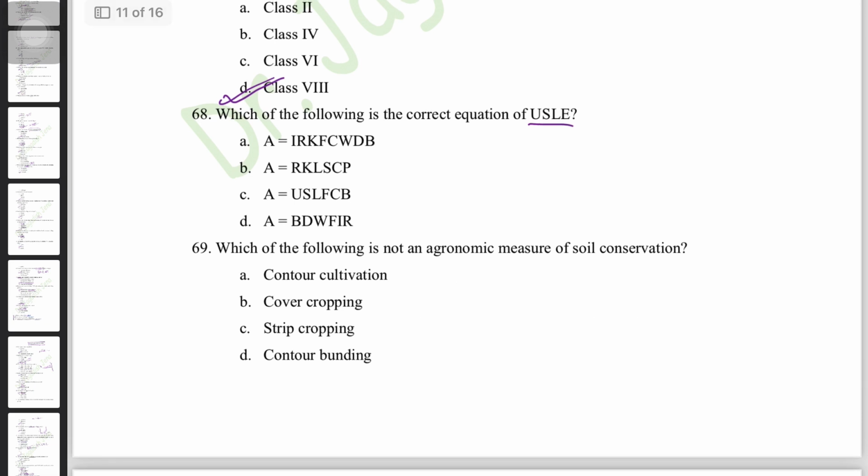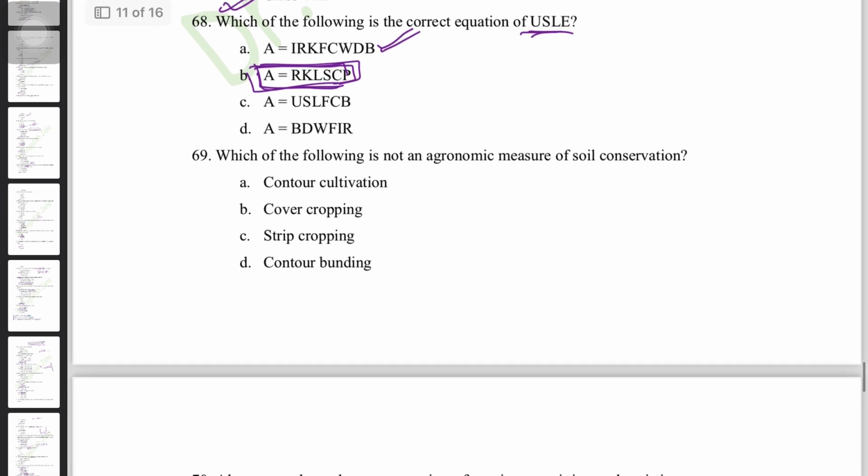Which of the following is the correct equation of USLE? We have already discussed the universal soil loss equation, that is RKLSCP. That is for water erosion, okay, erosion of soil by water. This is for wind erosion, A is equal to RKCWDB.